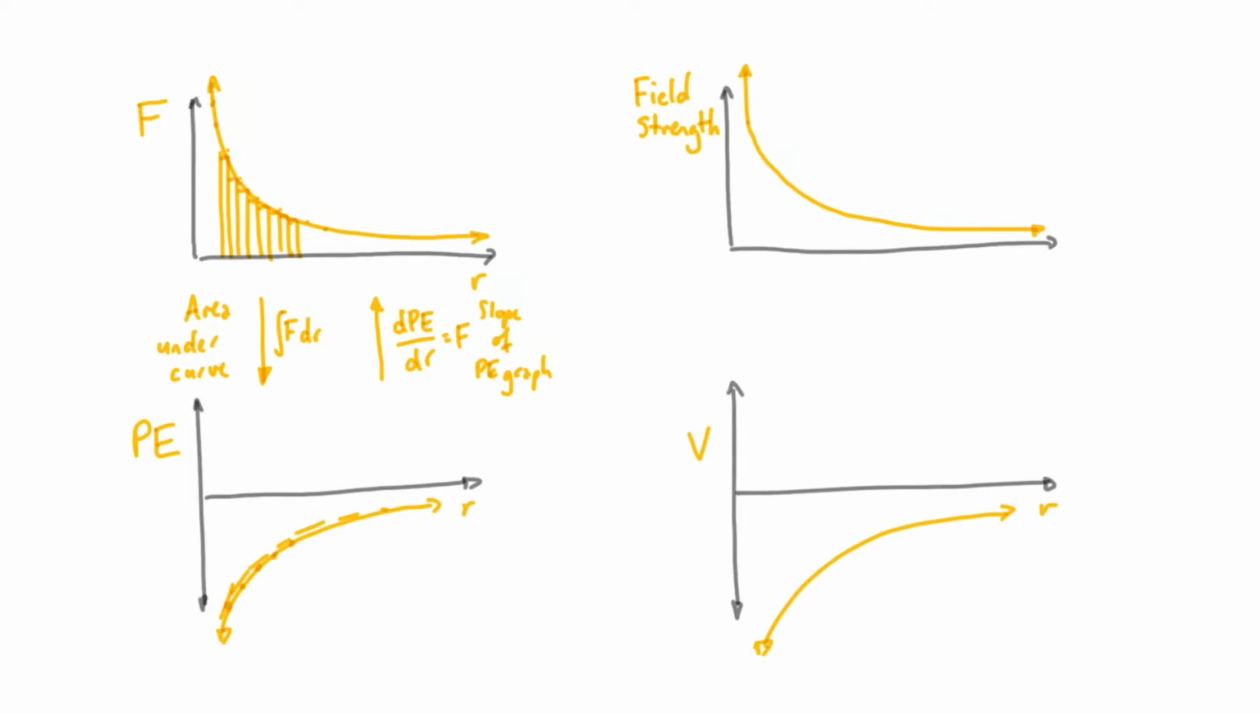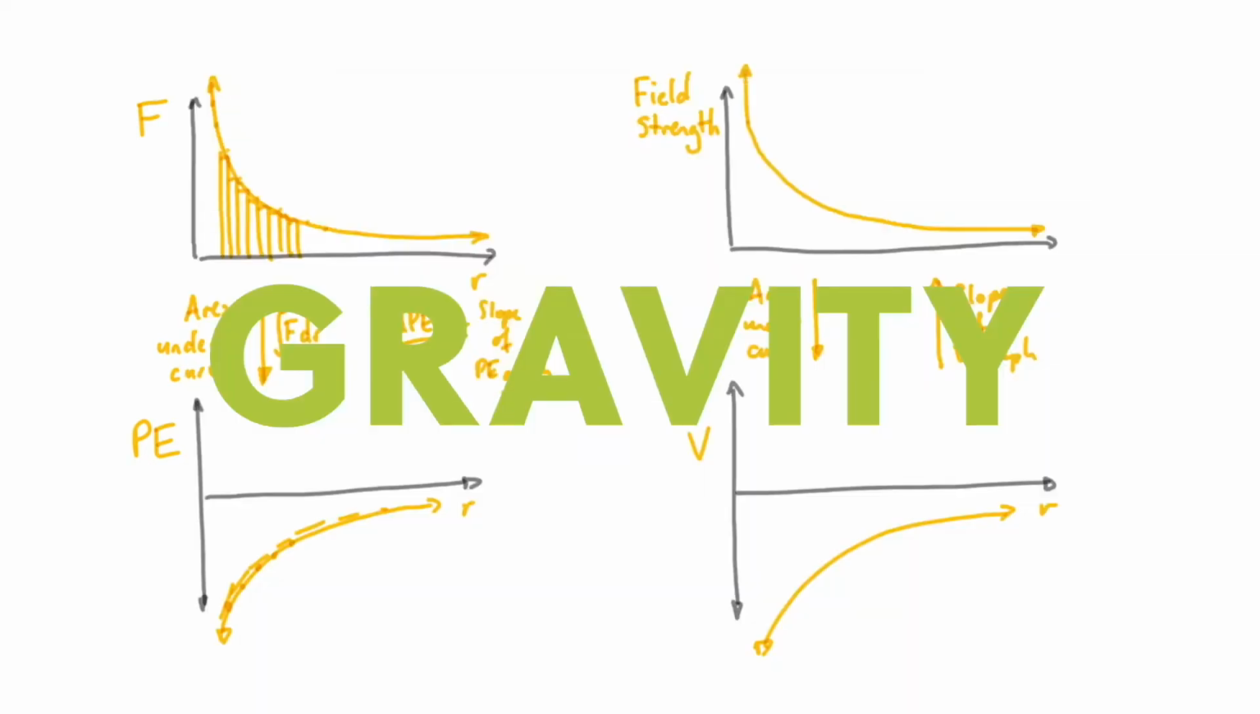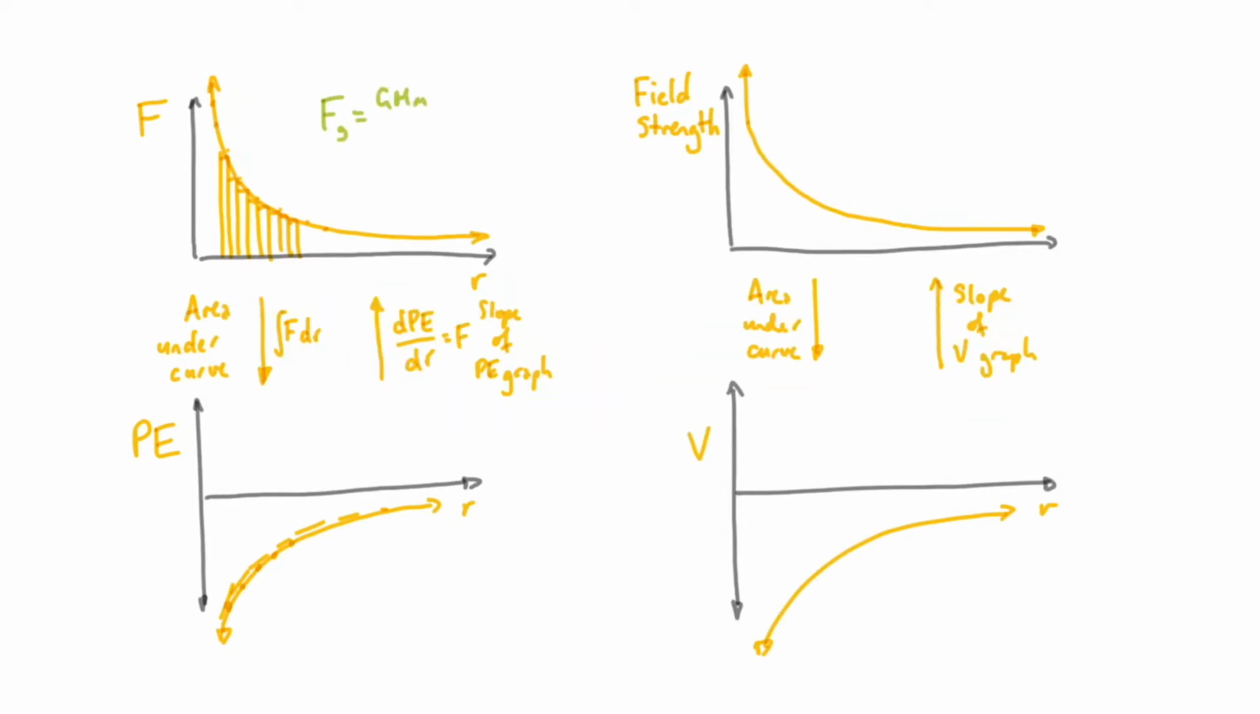Now, similarly on the right, there is exactly the same scenario here. The field strength, represented by either the force per mass or force per charge, the area under the curve of the field strength diagram will be represented as the potential diagram. And similarly, the slope of the potential diagram will be the field strength diagram in terms of the y positions there. Okay, let's look at gravity.